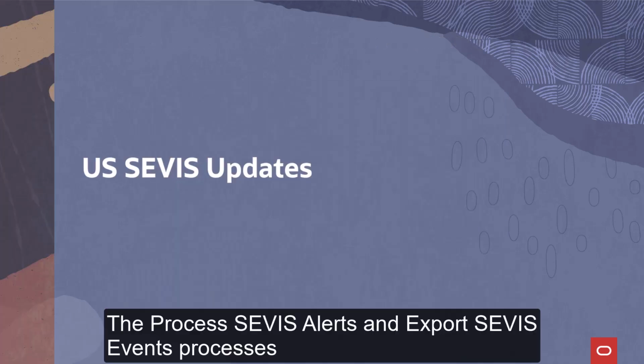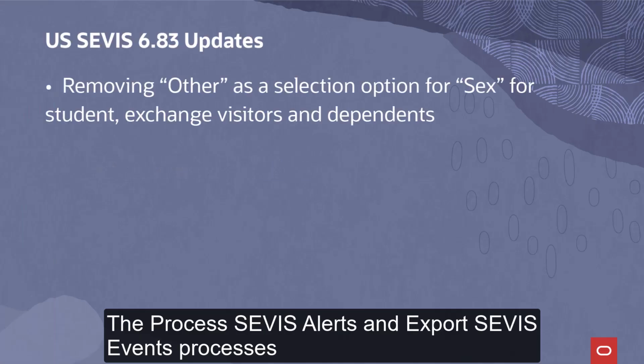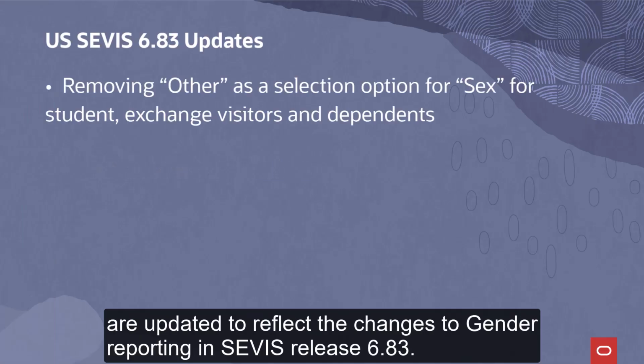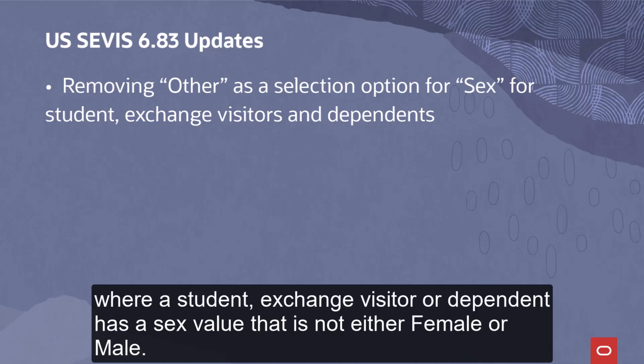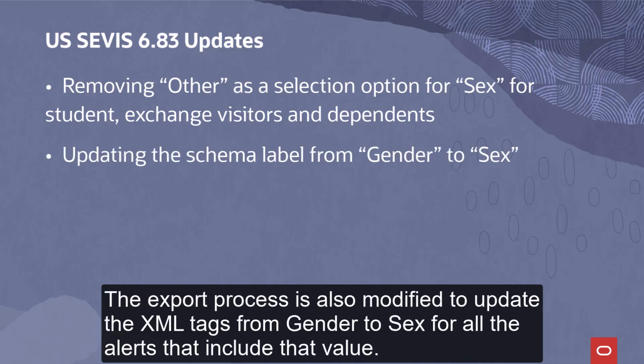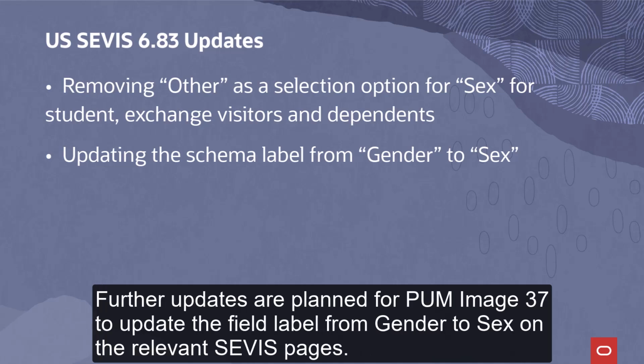The Process SEVIS Alerts and Export SEVIS Events processes are updated to reflect the changes to gender reporting in SEVIS Release 6.83. With the removal of the Other option for sex, the alerts process will report an error when a student, exchange visitor, or dependent has a sex value that is not either female or male. The export process is modified to update the XML tags from gender to sex for all the alerts that include that value. Further updates are planned for PalmImage 37 to update the field label from gender to sex on the relevant SEVIS pages.